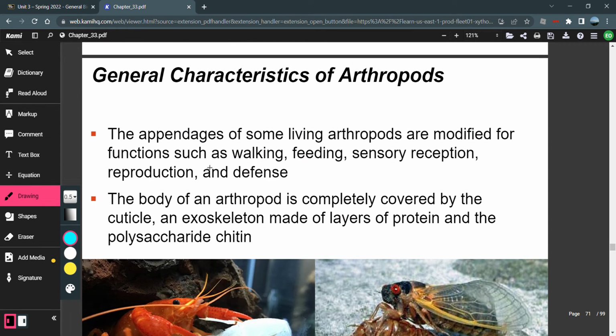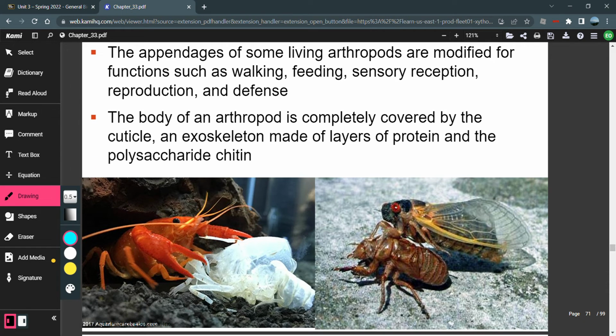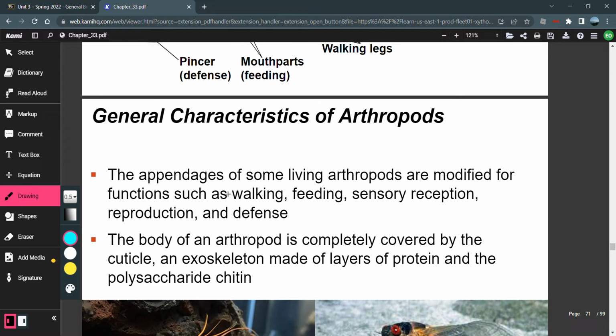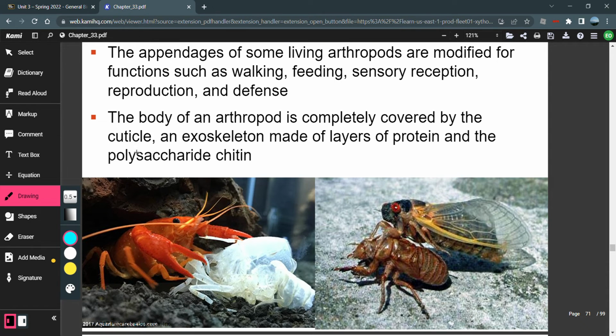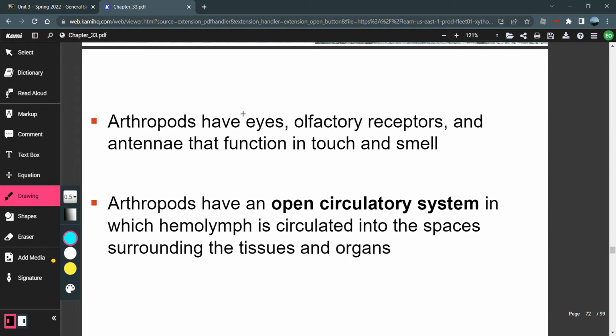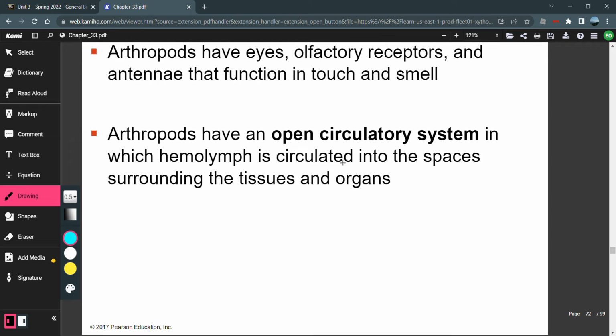So the general characteristics of arthropods: they're completely covered by a cuticle. Here we have a cicada. Some arthropods have modified appendages for functions such as walking, feeding, sensory reception, reproduction, and defense. The exoskeleton is made of layers of protein and the polysaccharide chitin. They have eyes and olfactory receptors and antennae that function in touch and smell.